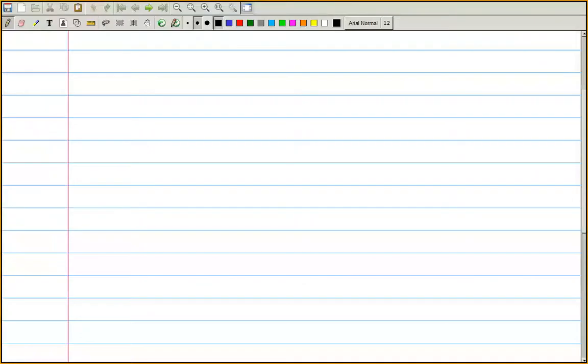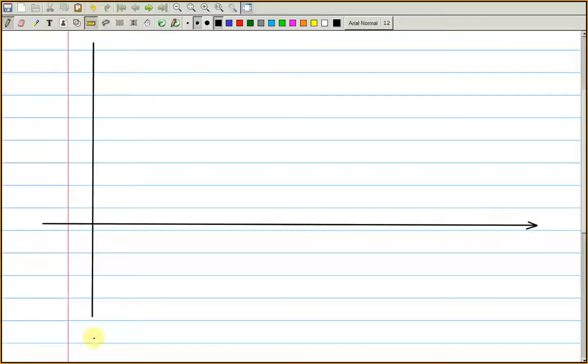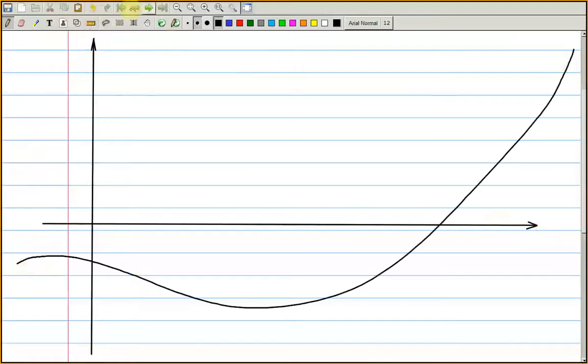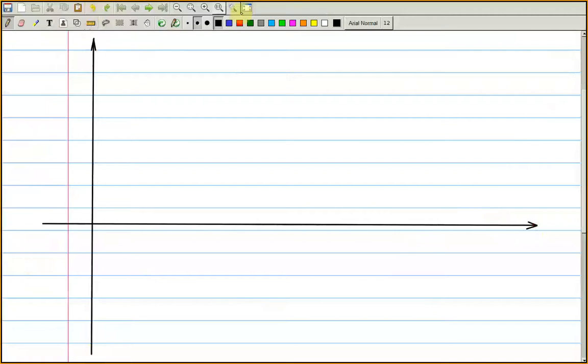Alright, so regular falsi does this. Imagine that this is your x-axis, this is your y-axis, and let's say this is your function. Let's change the color. So let's say this is your function. Let's make it more curvy.